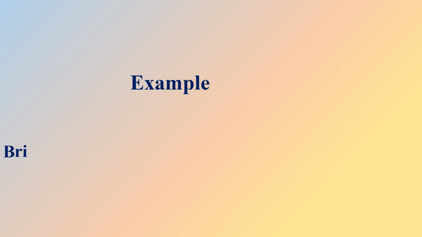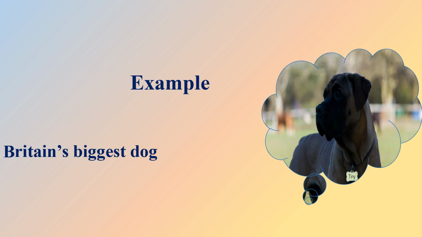Britain's biggest dog named Tiny. This is an example of verbal irony. The word tiny suggests something small, but the dog is big. The humor and irony come from the direct contrast between the name and reality.